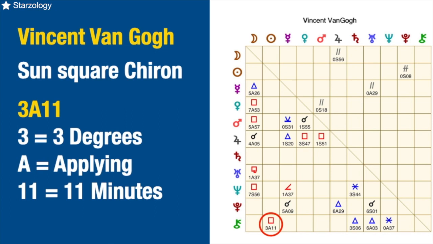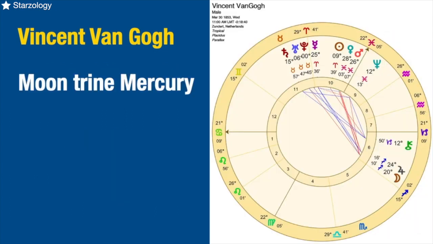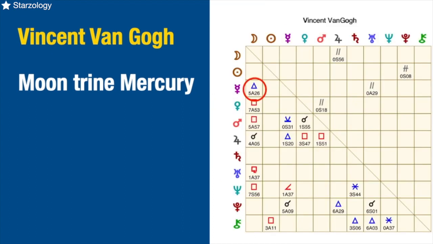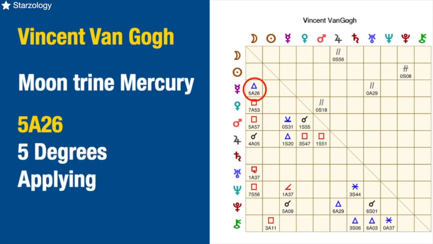Let's have a look at another one. He also has the Moon trine Mercury. There it is with the blue line; you can see the Moon is trine Mercury. When we look at the aspectarian, there is the intersection of the Moon and Mercury, and we can see the blue triangle, so that is the trine. The numbers below say 5A26. So we know this means 5 degrees applying and 26 minutes. The orb of that trine between the Moon and Mercury is 5 degrees 26 minutes, and it is an applying aspect.